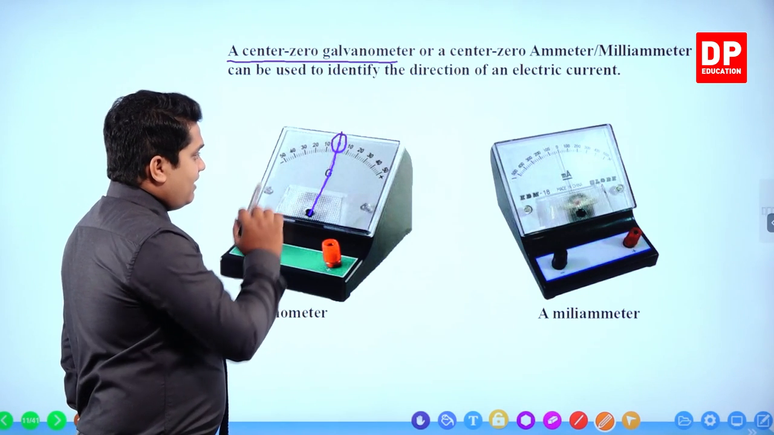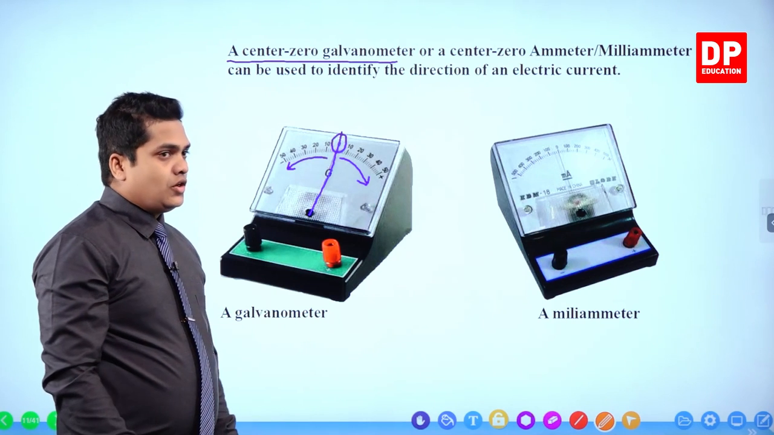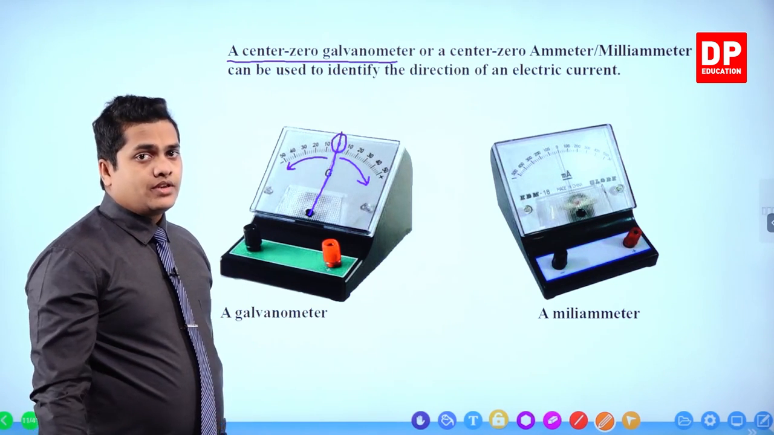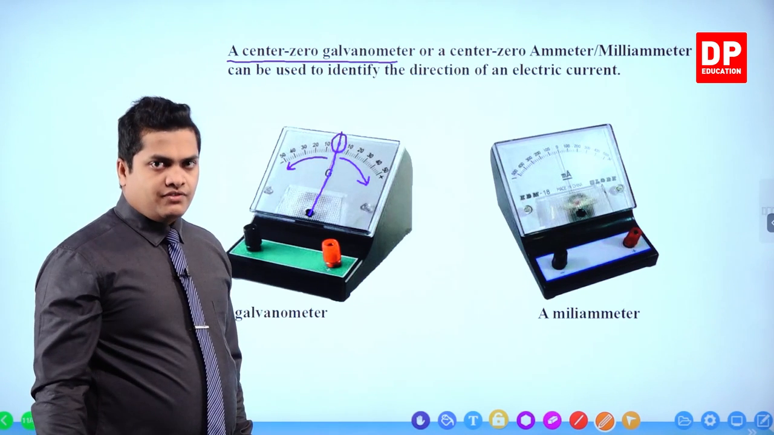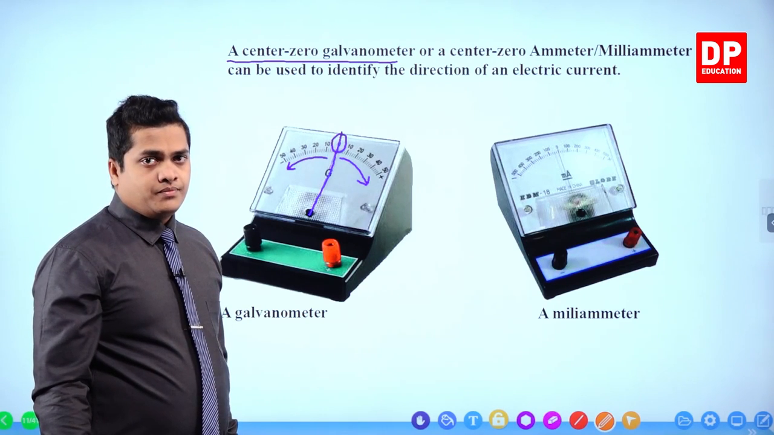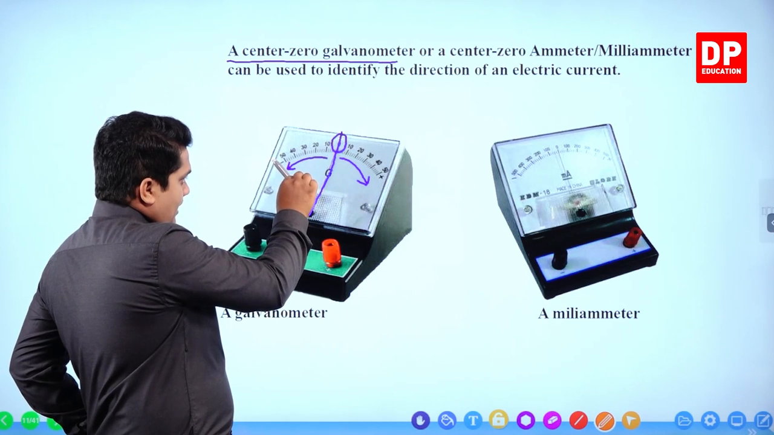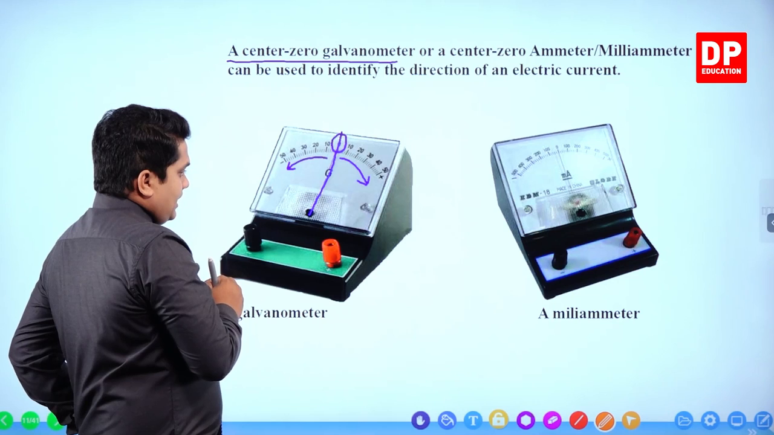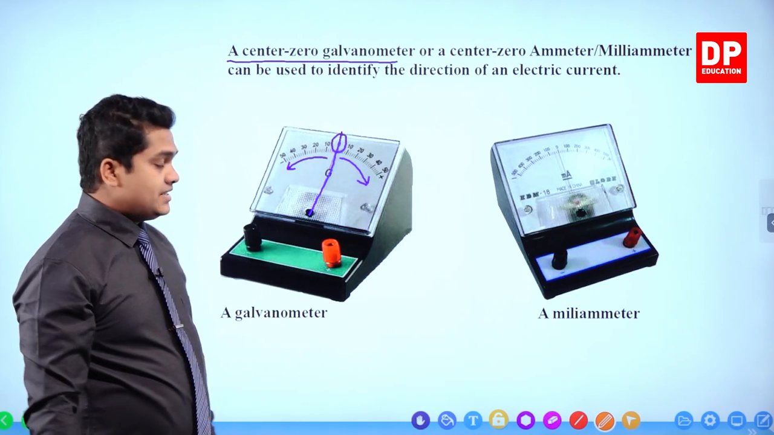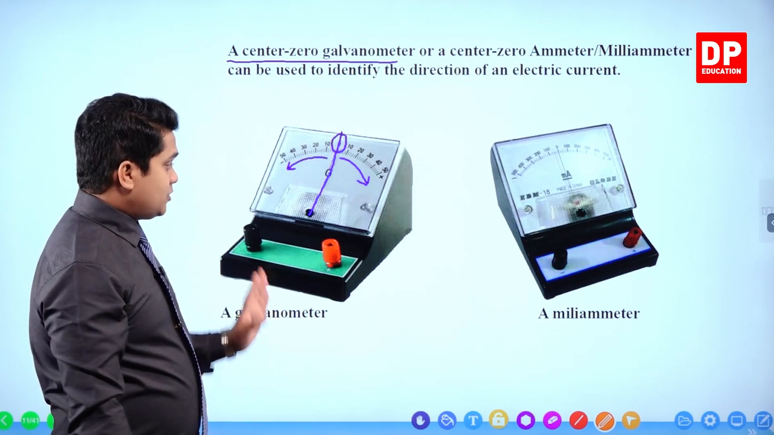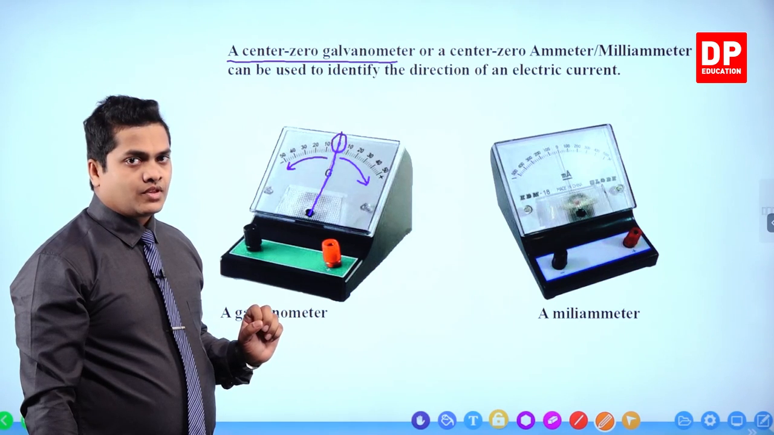So the indicator on the galvanometer can rotate to this direction or to the other direction. In both directions, the galvanometer reading or indicator will rotate, according to the direction of current flow. If the current is moving in this direction, the indicator will turn this way. If the current is flowing in that direction, then like this. So this is referred to as the galvanometer, especially a center zero galvanometer.